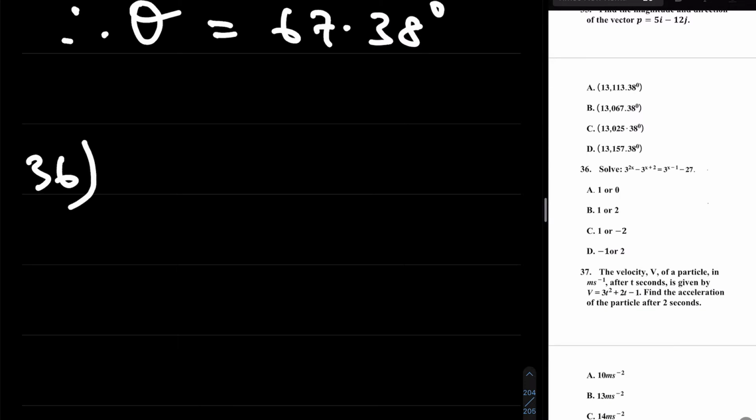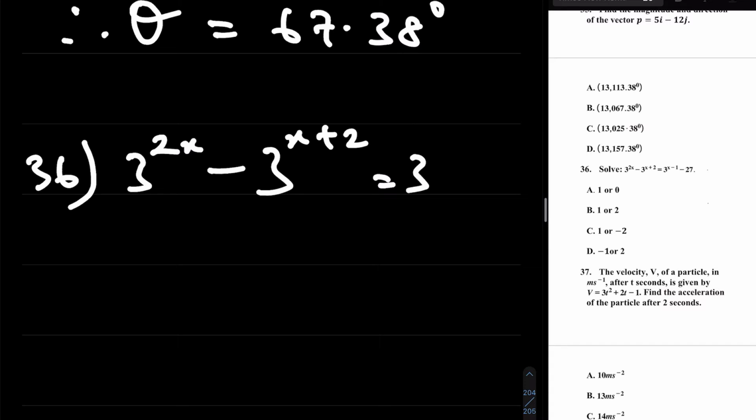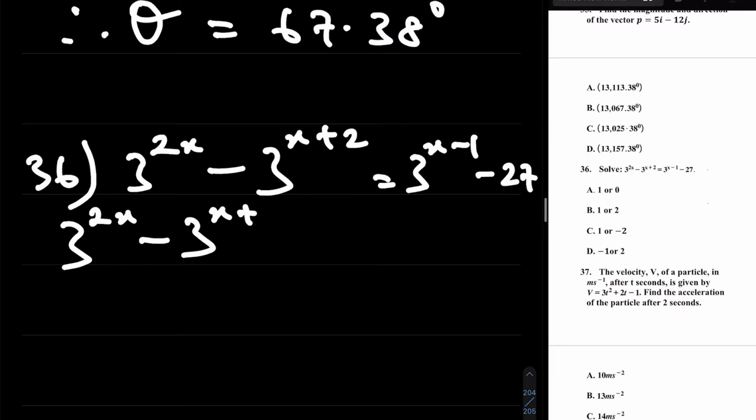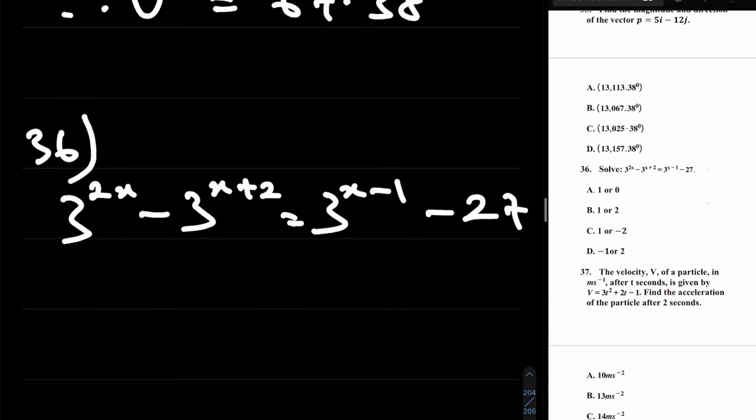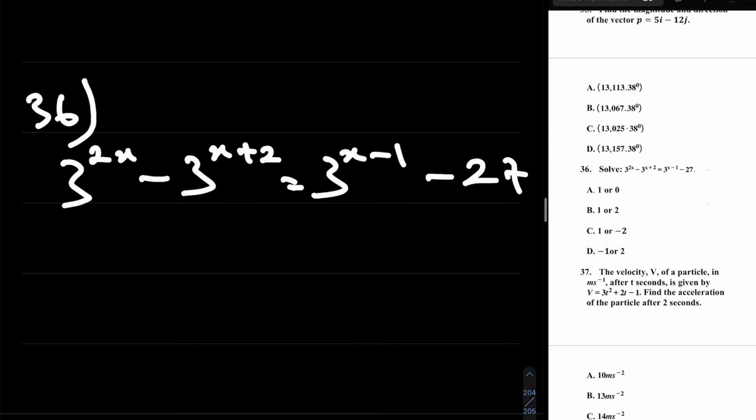Solve 3 raised to the power 2x minus 3 raised to the power x plus 2 equals 3 raised to the power x minus 1 minus 27. I think I should write that again: 3 raised to the power 2x minus 3 raised to the power x plus 2 equals 3 raised to the power x minus 1 minus 27. So that's the question. Now, how do we go about that?